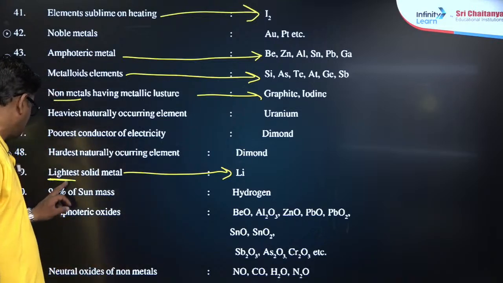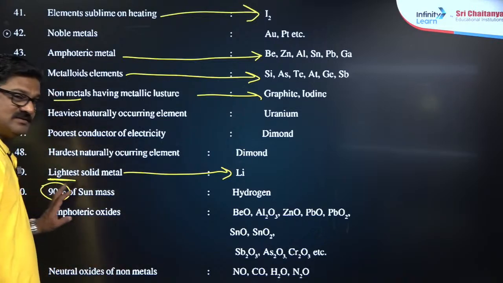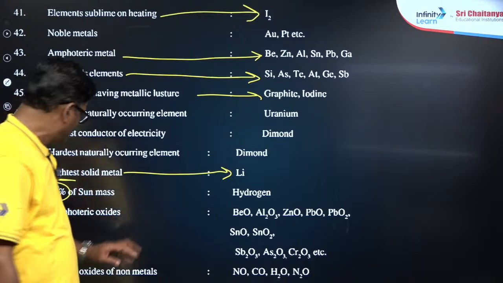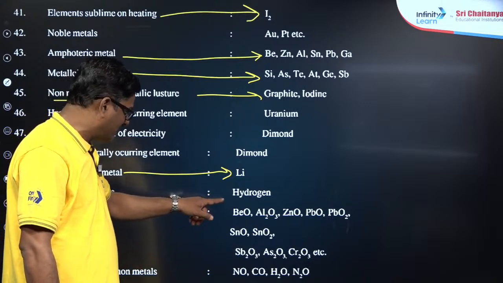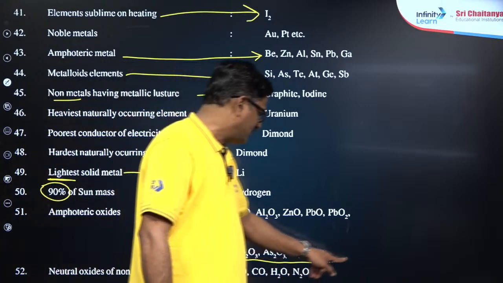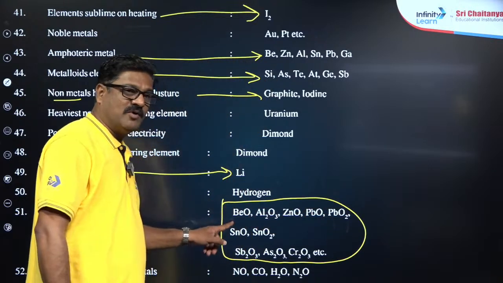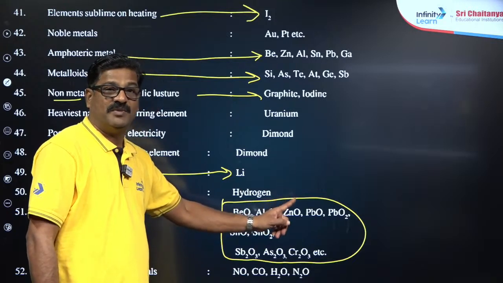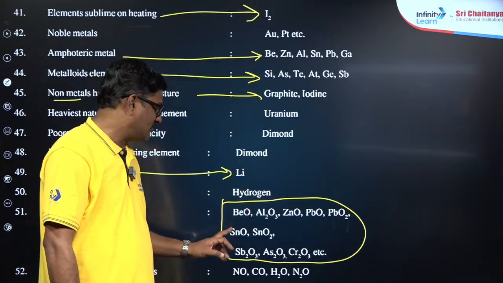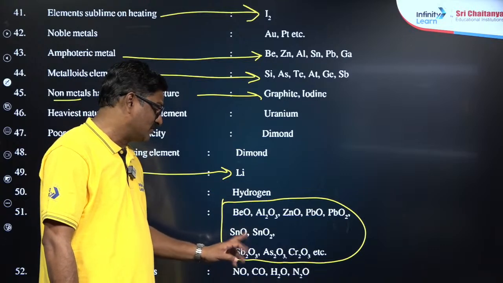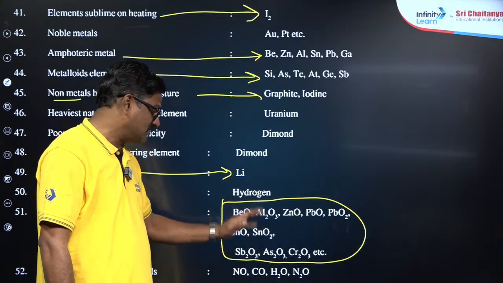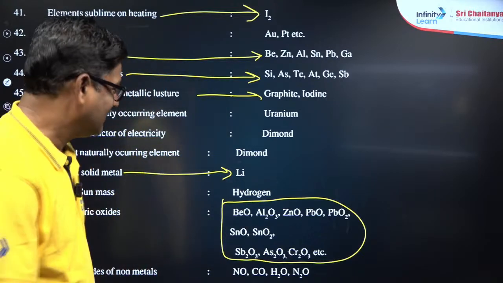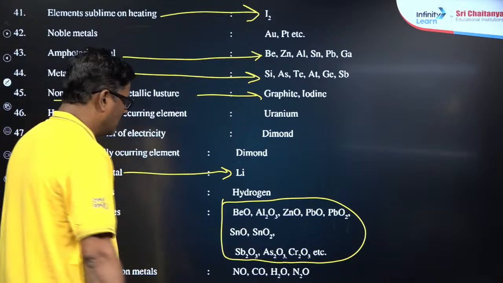Approximately 90% is given, more than that. Amphoteric oxides are better, and this is very, very important. Everybody, beryllium oxide, aluminum oxide, zinc oxide, PbO, PbO2, SnO, SnO2, Sb2O3, As2O3, Cr2O3, these are all amphoteric oxides. Pb3O4 is not. Okay.